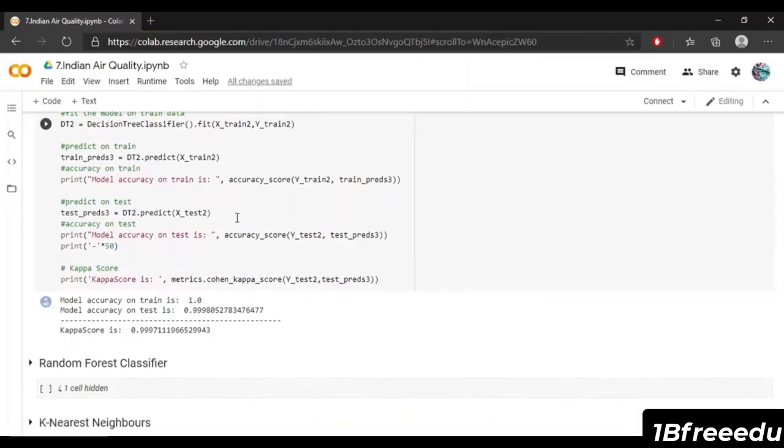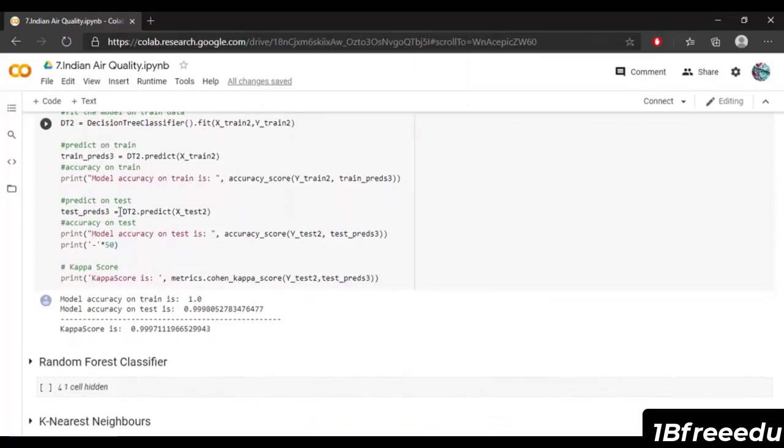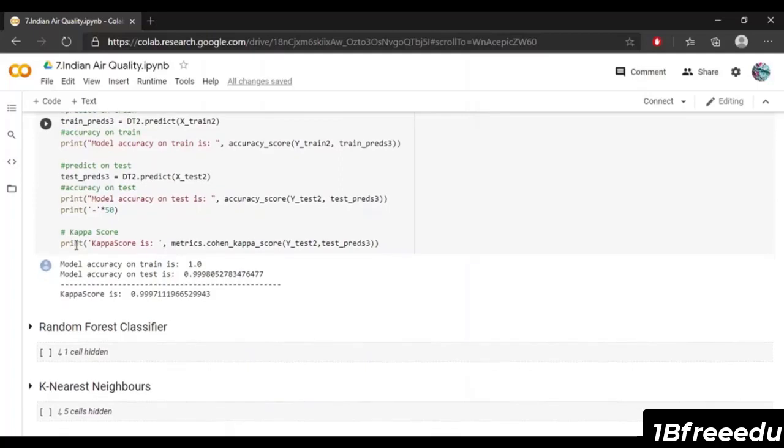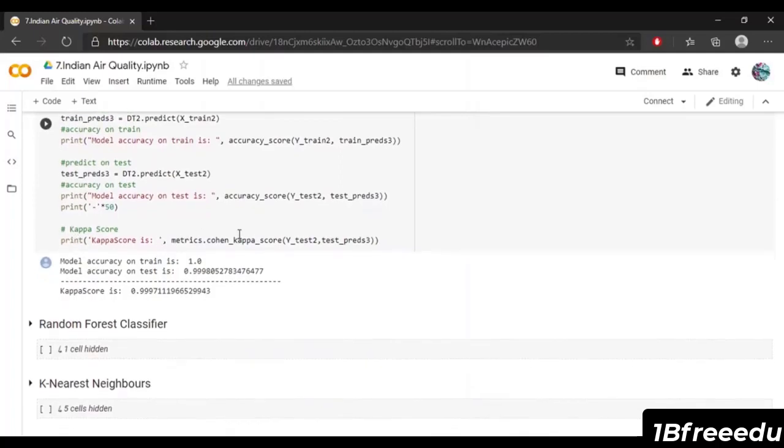And then the same thing has been repeated, and we have used the decision tree classifier on xtest 2, and then we have printed the model's accuracy on test as well. Over here you can see this print statement, which will create 50 dotted lines. And then we have evaluated our model with the help of kappa score.